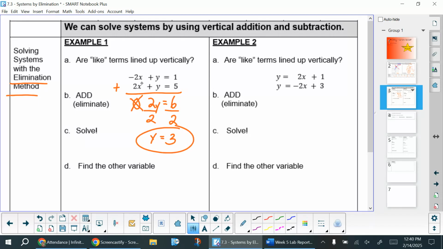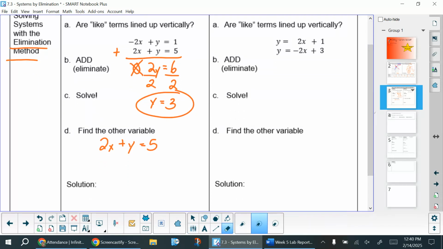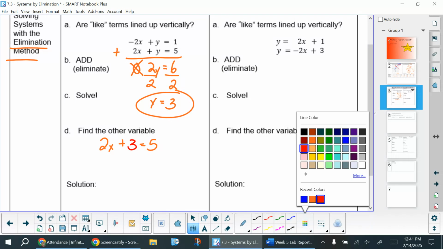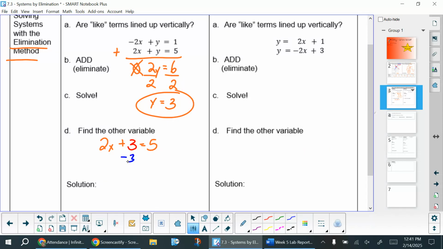I can use either equation. In this case, I'm just going to pick the one that doesn't have any negative signs in it. So 2x plus y equals 5. And all I'm going to do is replace that y with 3, because I know that y is 3. Then I can solve the equation just like any other equation. 2x plus 3 equals 5, subtract 3, 2x equals 2. Divide by 2, and x equals 1. So I have the solution (1, 3).